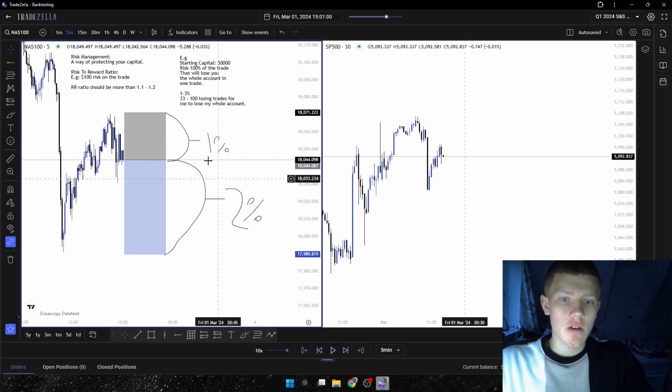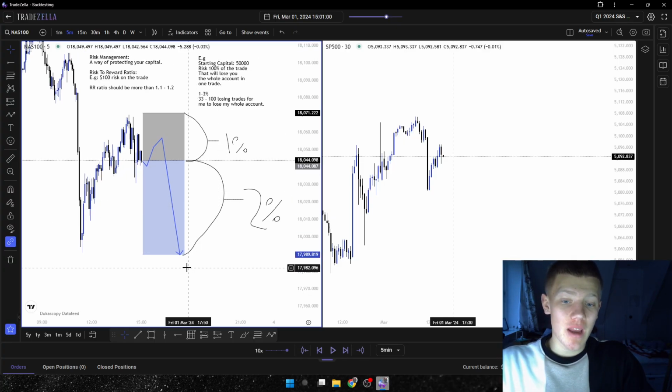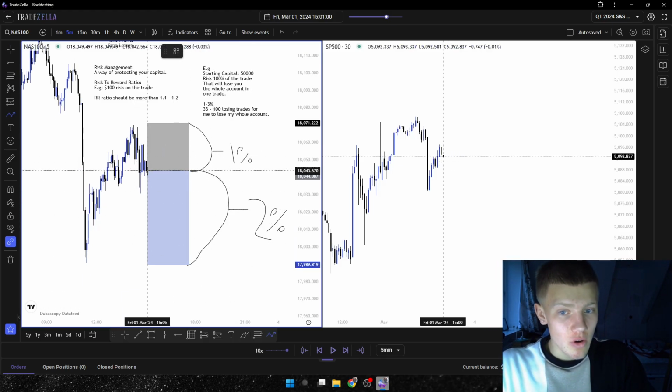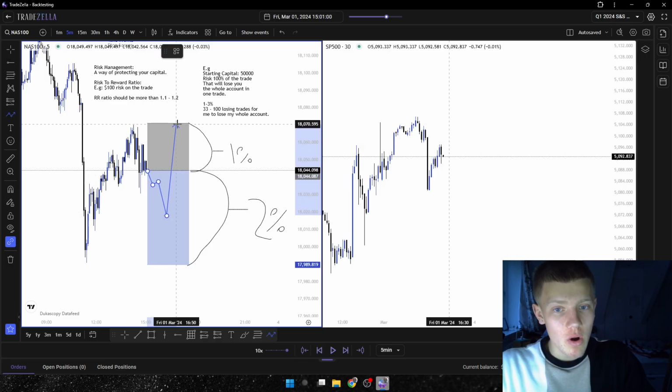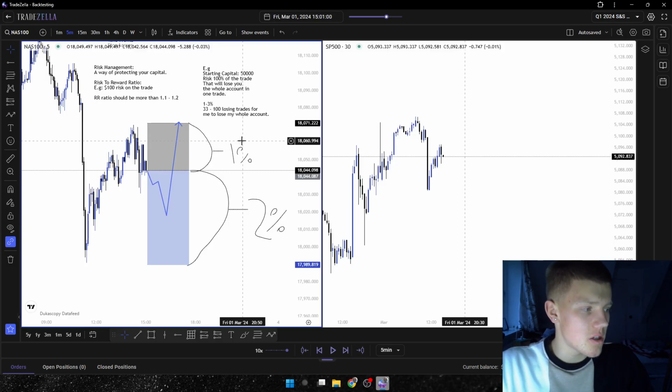So if I risk 1% here, this starts, and then we come up and lose a bit, and then we go down and hit my take profit. That means I've made 2% on this trade. But if we go up and we lose the trade, then it's actually all right. And you know why it's all right? Maybe we go down a bit and then we go up here. That means it doesn't really matter, because I've only lost $500 out of my $50,000 on this trade.